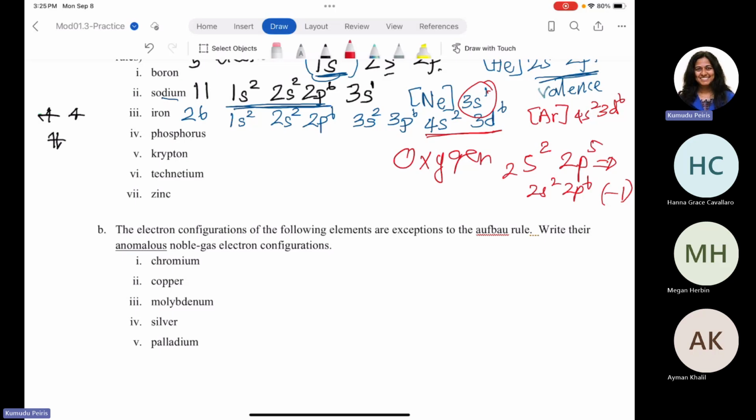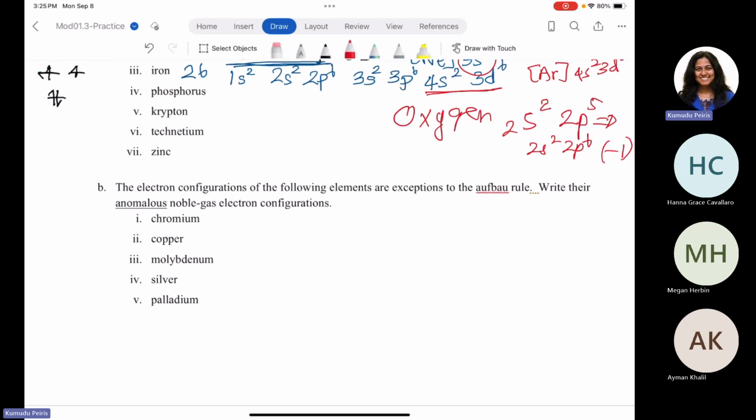Right. Okay, I hope we have covered that. And next, I will go to question number 3, part B. The electron configurations of the following elements are exceptions to the Aufbau rule. Write their anomalous noble gas configurations.